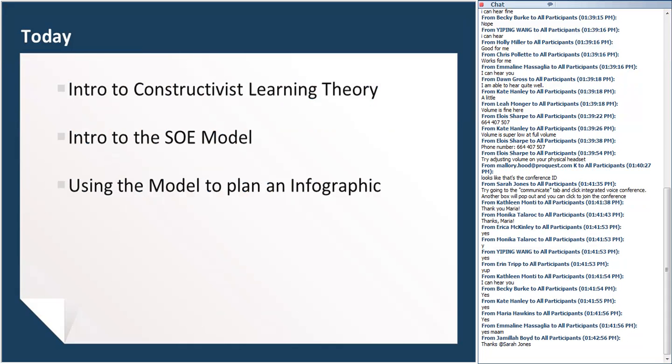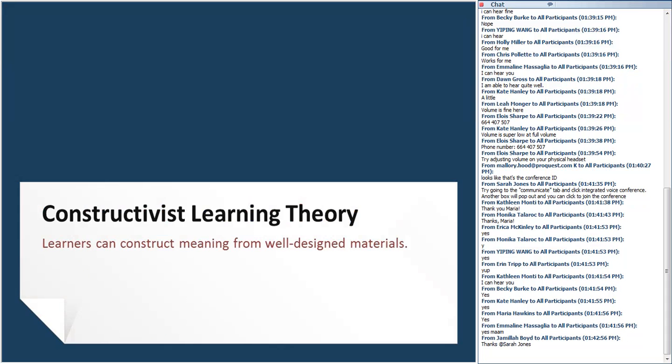So to do that, I'm going to talk today about the constructivist learning theory, which basically means you can construct meaning from well-designed materials. So if you can design a good infographic, whether it's instructional or promotional, somebody looking at it should be able to get meaning from it without any intervention from an actual human. We hope that whatever kind of infographic you design can stand well on its own.